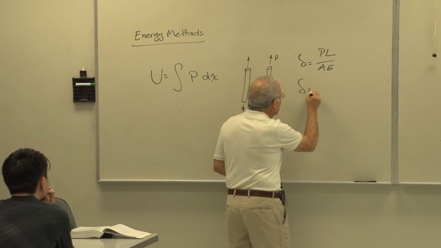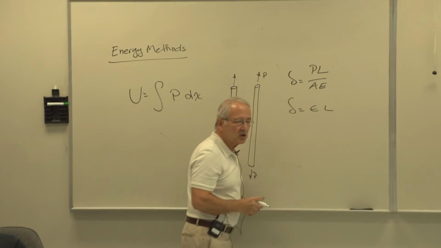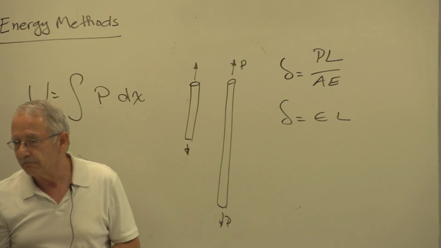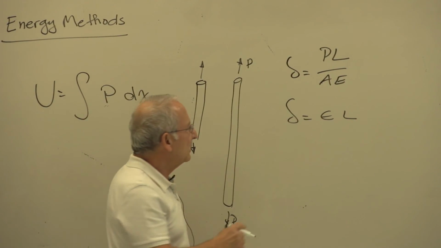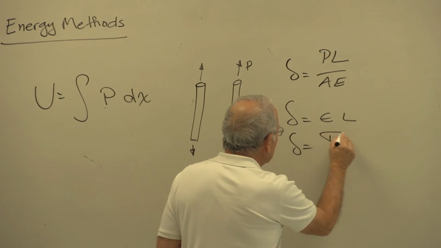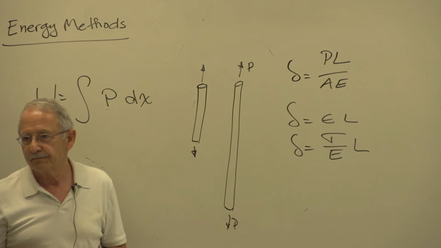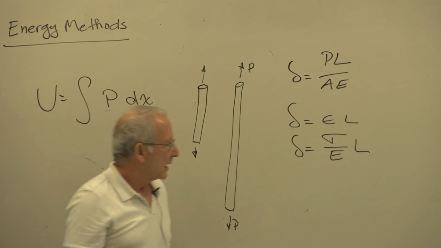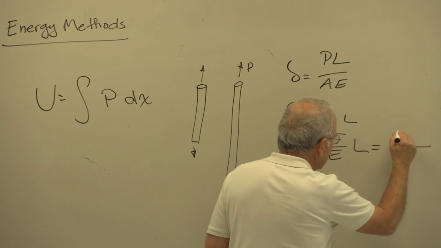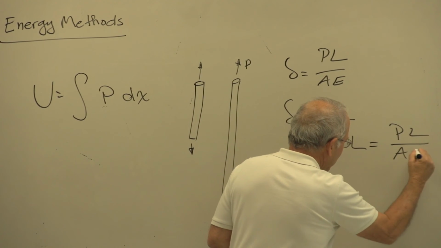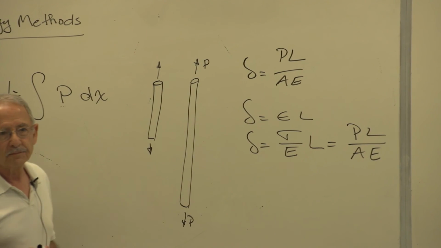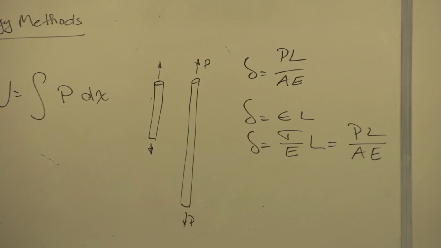Change of length is equal to the strain times the length, right? Strain, if the material is acting elastically, is sigma over E. And sigma is P over A. So it's PL over AE.